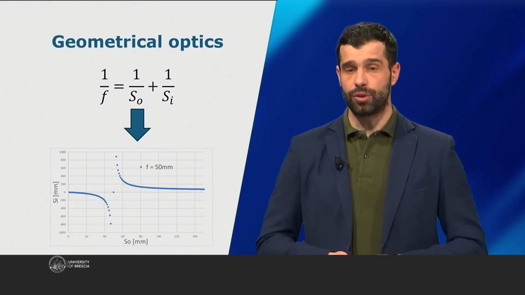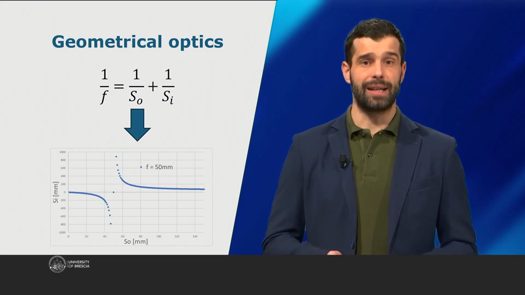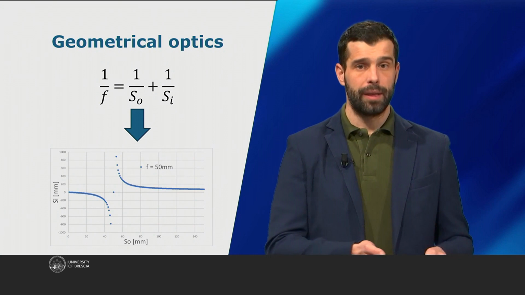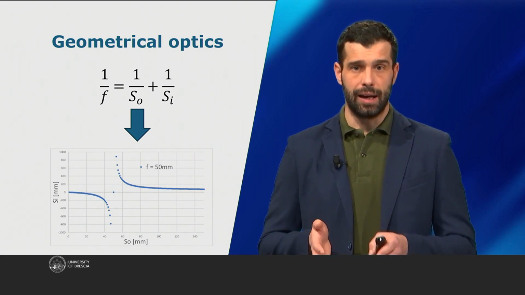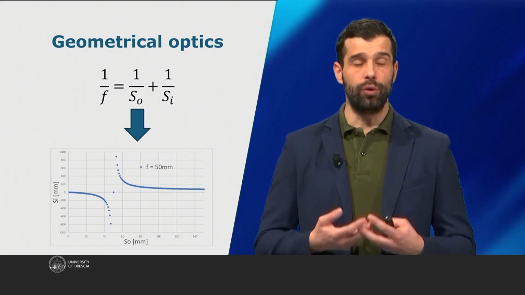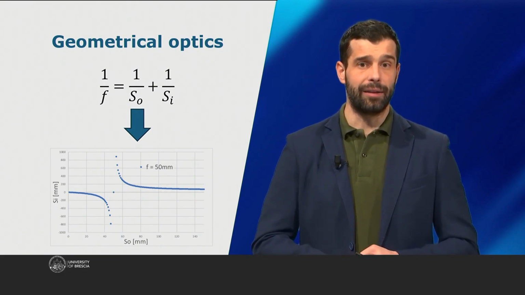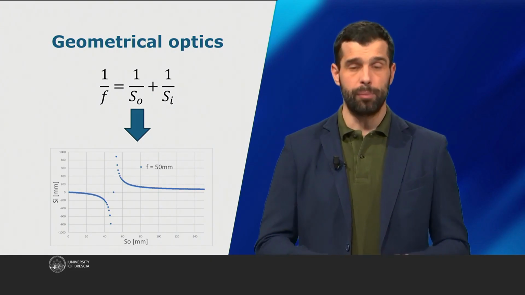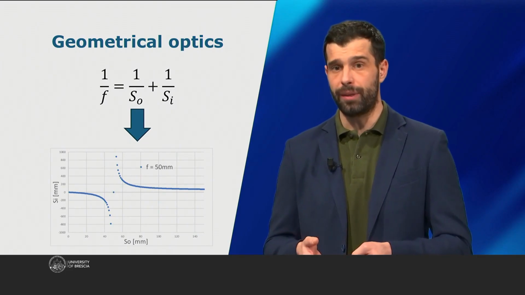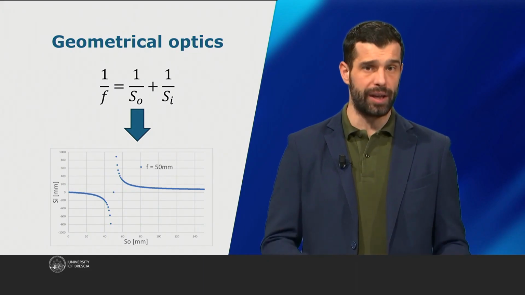When I'm on the right side of this graph, meaning the object is very far from the lens, the image will form at a distance exactly equal to the focal length, which is 50 millimeters here. The closer the object gets to the lens, the more I move from right to left on this graph, and the further the image moves from the lens, reaching an infinite distance when the object is exactly at the focal distance. At this point, if the object gets even closer to the lens, the image will no longer form in the image plane, but at a negative distance from the lens, and therefore in the object plane.